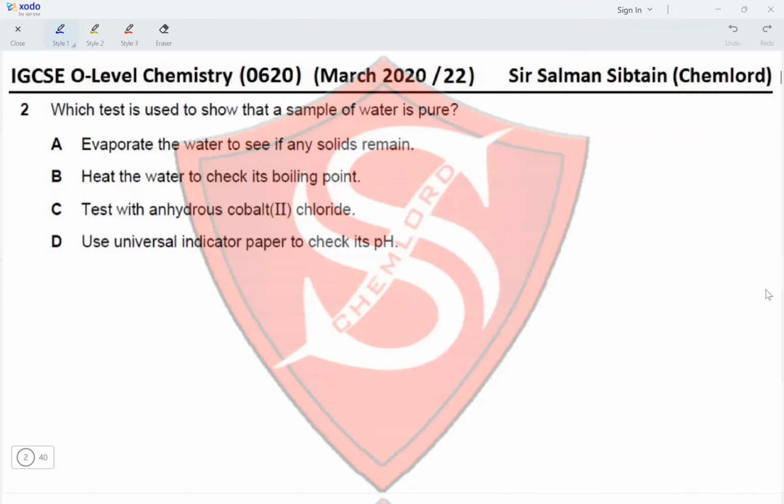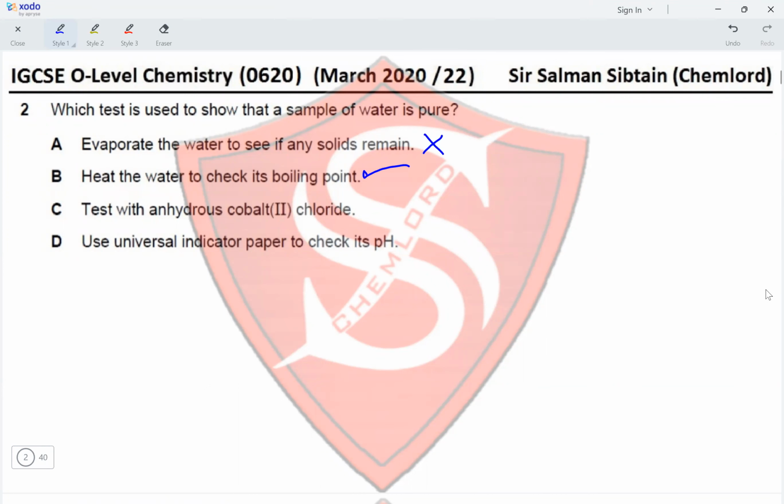Question 2. Which test is used to show that a sample of water is pure? Evaporate the water to see if any solids remain. No, it could have a liquid impurity, which would also be volatile. So this is not it. Heat the water to check its boiling point. Yes, a pure liquid would have a fixed value of the boiling point.